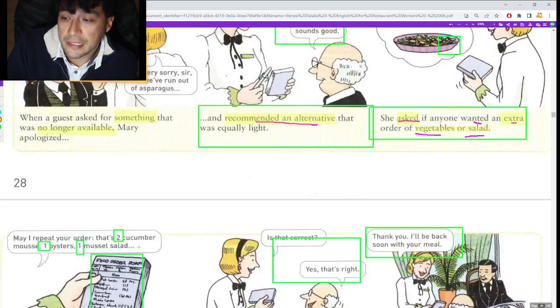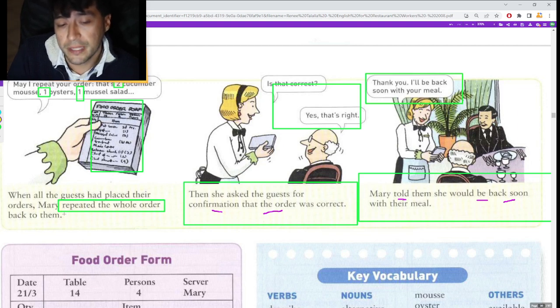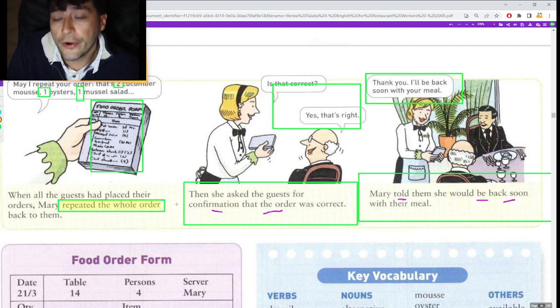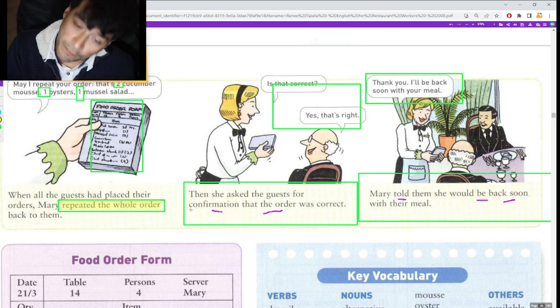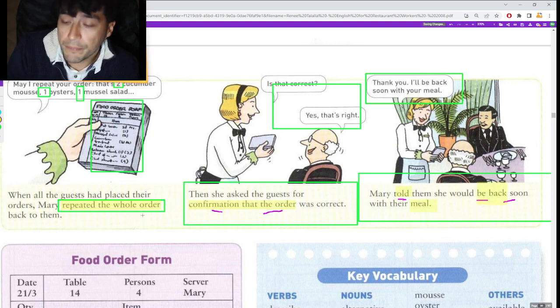Mashed potatoes. Next picture, repeat the whole order. Repeat the order. Confirm the order. And tell the guest you'll be back with the food, with the meal.